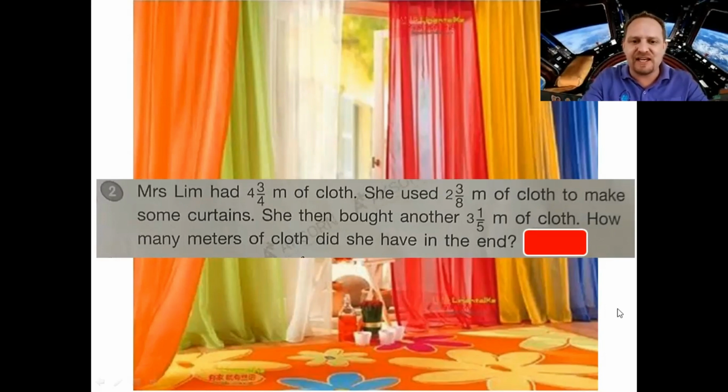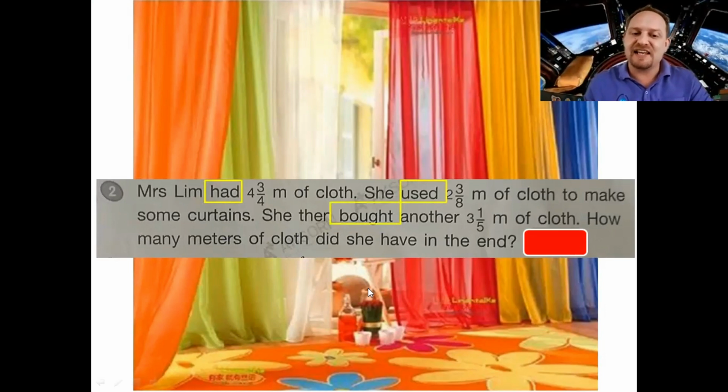Okay, let's see what keywords I picked. Had. So if we go back to the question, that would mean that Mrs. Lim had, she started with 4 3/4 meters, right? And then look, she used 2 3/8. If you use something, you're taking it away, aren't you? Okay, to make some curtains. And then she bought, that should be a keyword, bought another 3 1/5 meters.